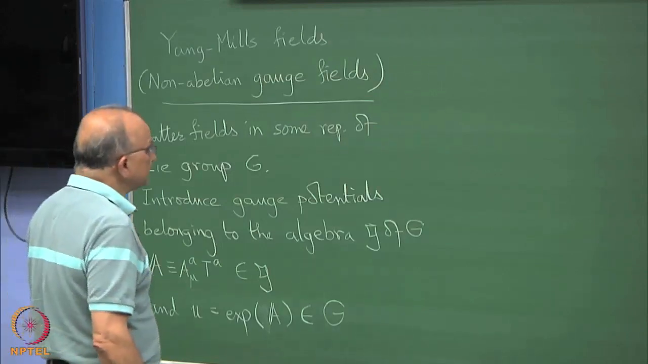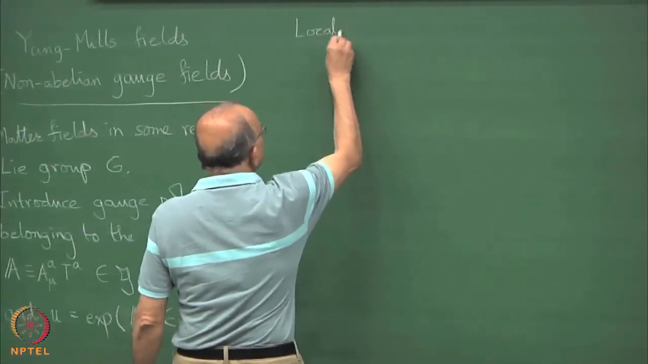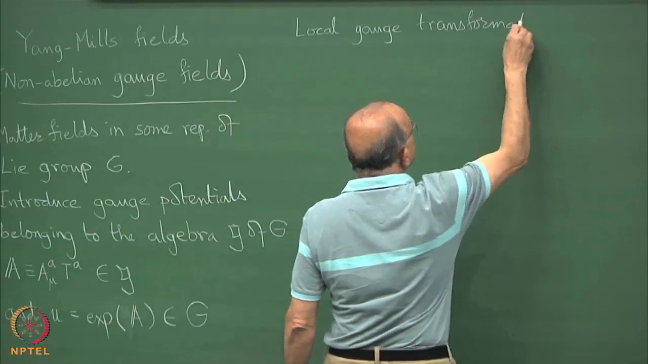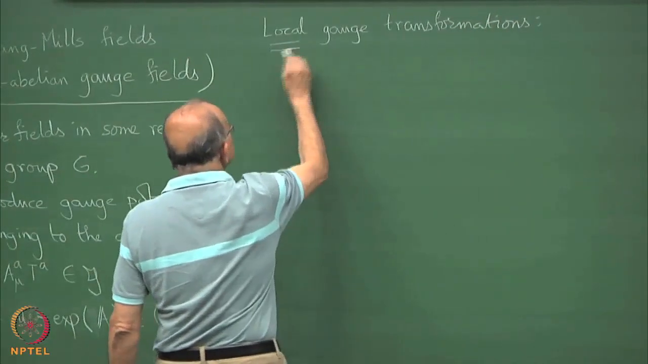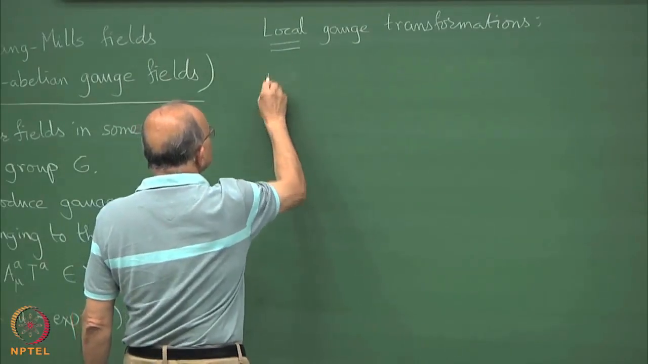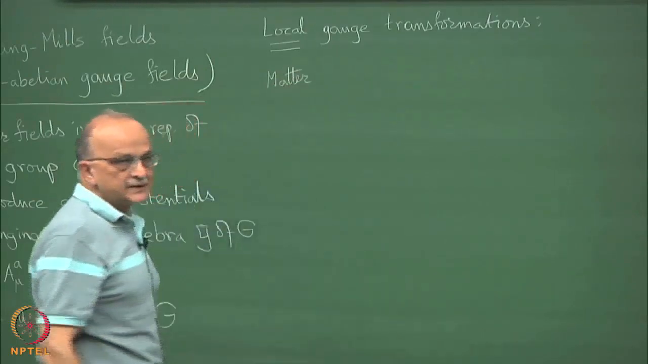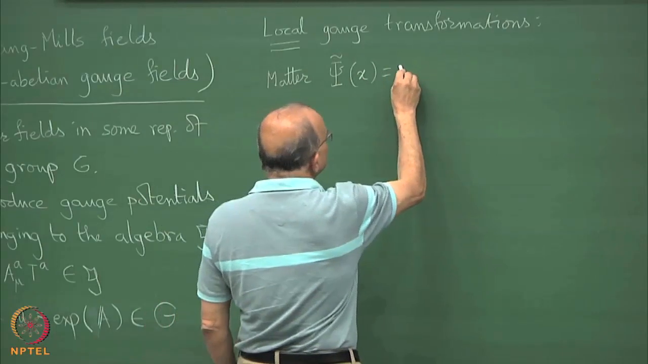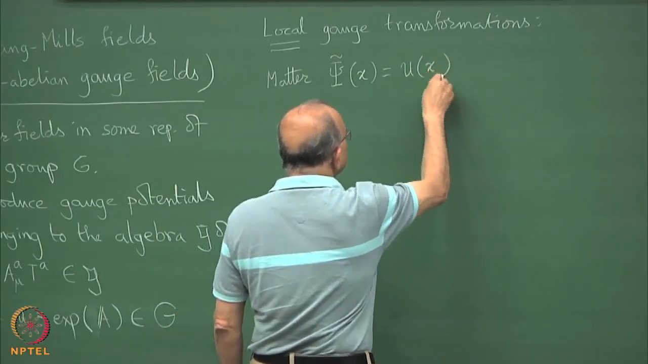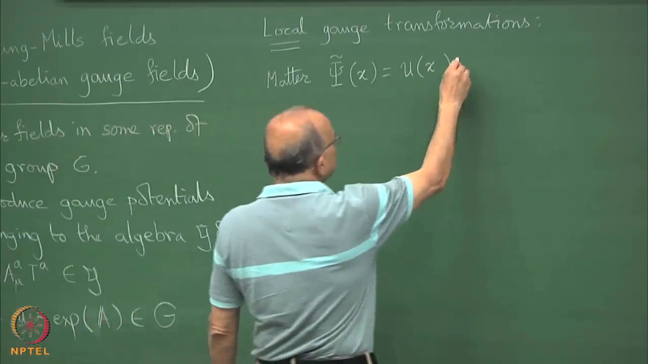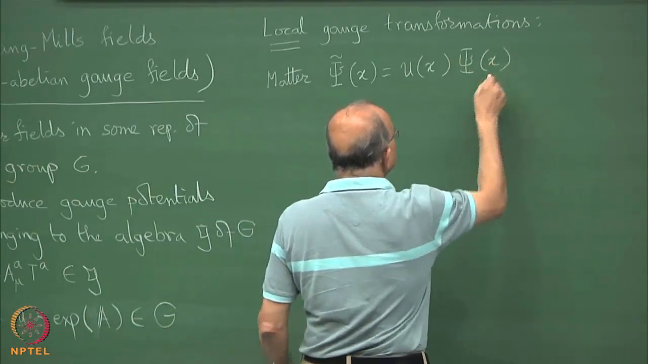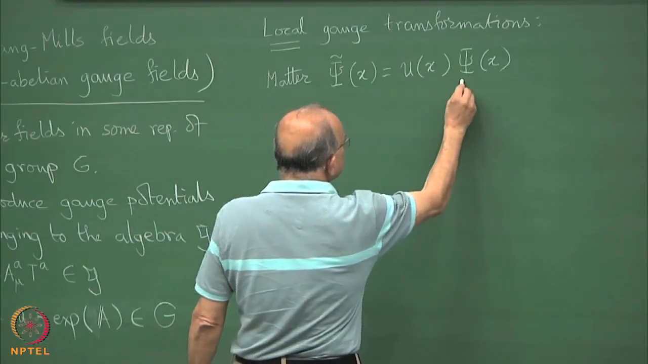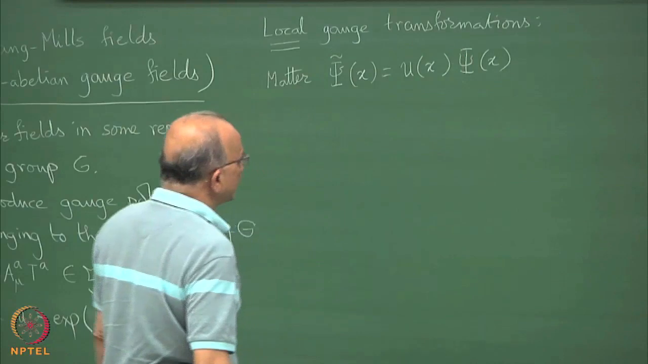But then what we say is that the so-called local gauge transformations are that your matter multiplet psi of x is equal to, and now comes the main difference, u of x times psi of x, where u is in the appropriate representation. Okay, so this is the simplest case, when psi is just in the fundamental or in the vector.